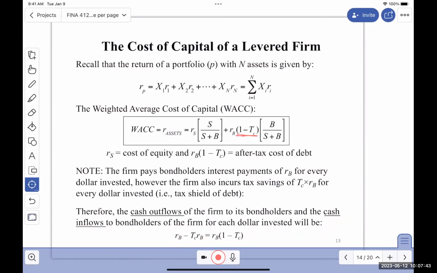For every dollar of debt they issue, they have to pay bondholders this, and then they get a tax shelter of this much, or tax savings of TCRB. So when you do the math, for every dollar invested, they only really have to pay out this. So essentially it costs them less, because they have the tax shield. Technically, they reduce that per dollar payment. All right, so that's where that comes from.